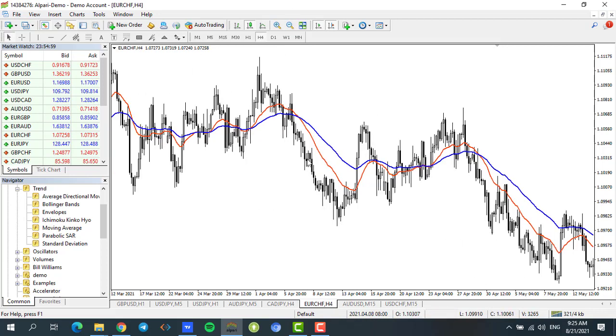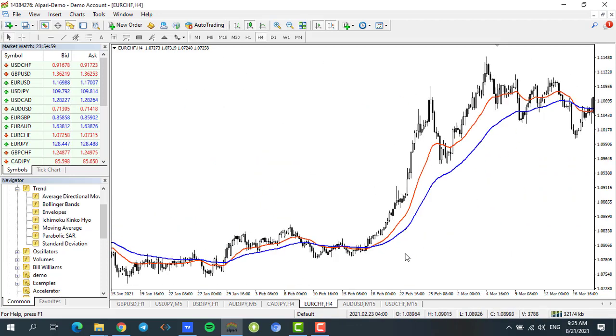For example, here we have mid-term and long-term. When the mid-term crosses the long term and goes above it, it's a buy position, and when it crosses the long term and goes below it, it's a sell position.